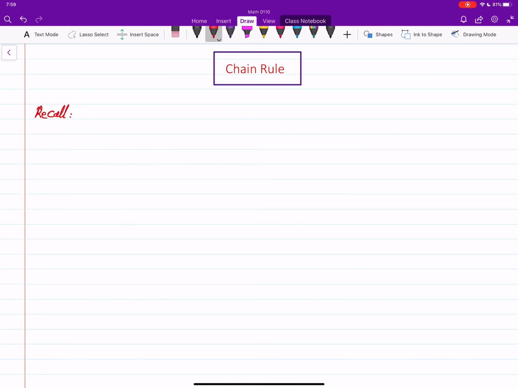Recall that so far we know how to differentiate a constant multiple of a function, the sum of two functions, and the difference of two functions. The product can be differentiated using the product rule, and we had the quotient rule. Well, this list needs one thing more.